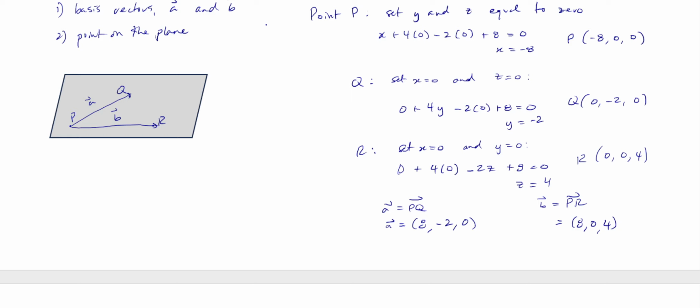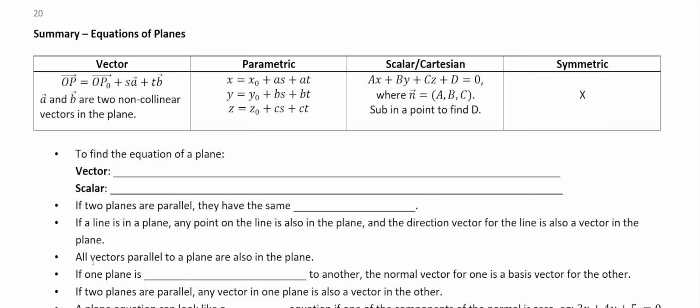I have a point on the plane, which is (-8, 0, 0). So therefore, OP is equal to (-8, 0, 0) + s(8, -2, 0) + t(8, 0, 4), where s and t are parameters that are elements of all real numbers. Okay, so let's finish this off.